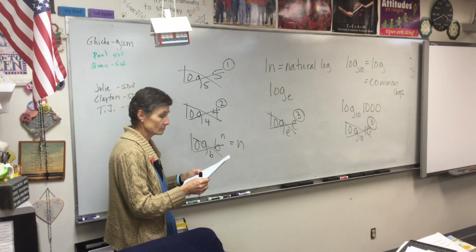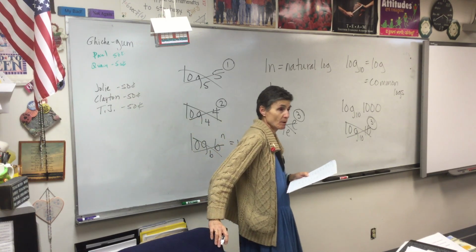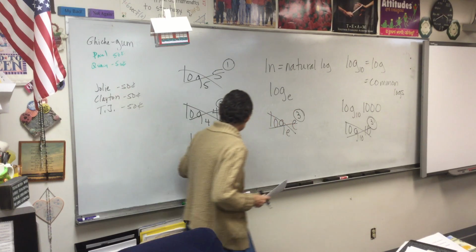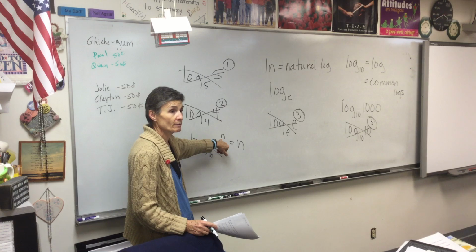So whatever number is left, it's always going to be the exponent. This is the property, so it's always going to be the exponent.